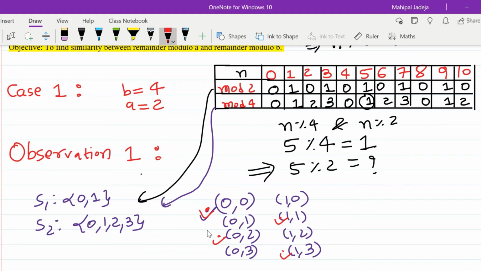And from this, can we answer something? So now let's analyze this further. If I consider only these 4 entries, the first column here corresponds to my set S1, which is modulo 2, and the second column corresponds to modulo 4, which is my set 2, right? So if I analyze, then if my number is even, I will get 0 with respect to modulo 2, and with respect to modulo 4, I will get 0 or 2.